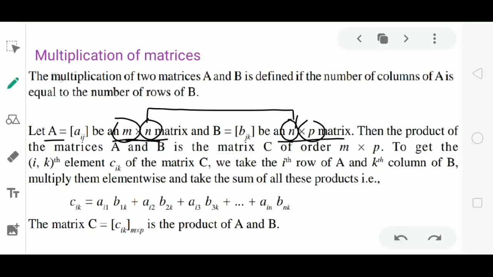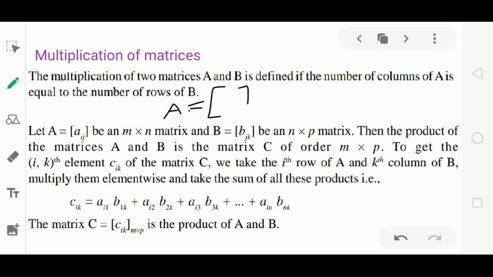Understand it carefully. We can multiply two matrices only if the number of columns of A is equal to the number of rows of B. Then the product of these two matrices will be again a matrix which will be of order M by P. That is, the number of rows of the product matrix will be equal to the number of rows of the first matrix. The number of columns of this matrix will be equal to the number of columns of second matrix B. That is, here A has the order M by N and matrix B has order N by P.